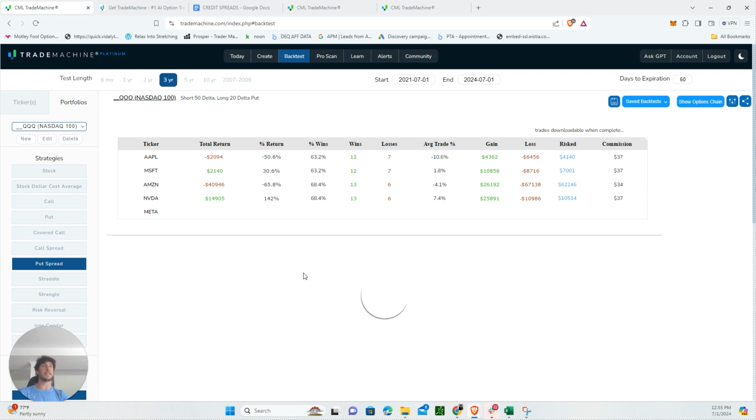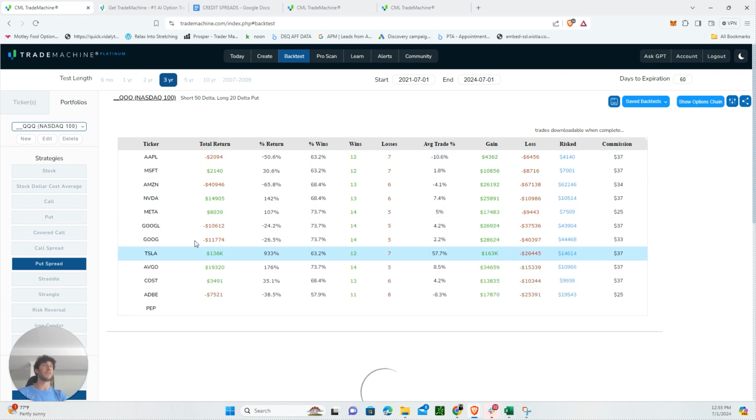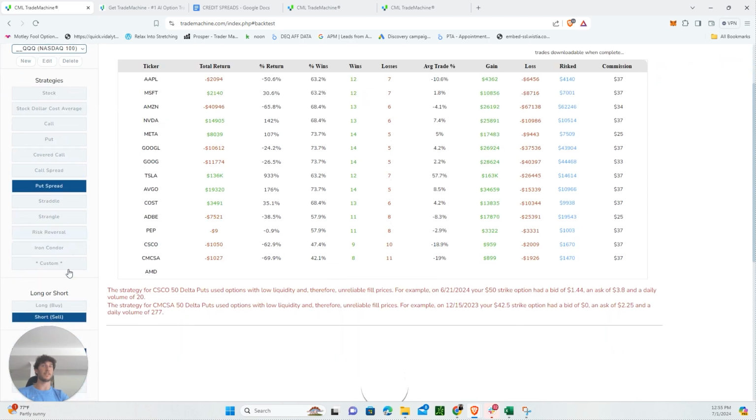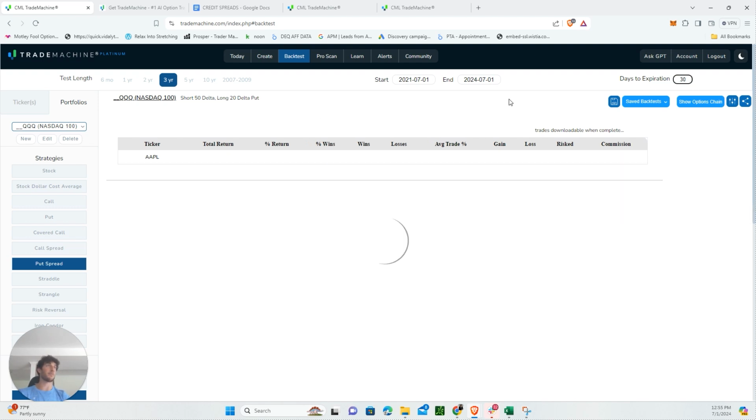Basically what this is going to do is load in all the stocks in the NASDAQ 100 over the last 3 years running this specific strategy of selling a put spread. So we're specifically shorting the 50 delta puts and going long the 20 delta puts. You don't need to know what that means for now, but that's basically the play. Let's make this 30 days to expiration here.